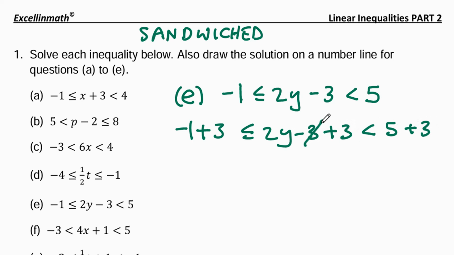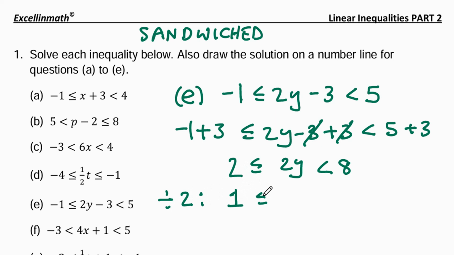Then negative 3 will cancel with this positive 3, and we're left only with 2y. So negative 1 plus 3 is 2, and 5 plus 3 is 8. Now we want to get rid of the 2 here, and since we are multiplying y by 2, we can divide through by 2. So 2 divided by 2 is 1. When we divide 2y by 2, the 2's will cancel, and we're left only with y. And then 8 divided by 2 is 4.